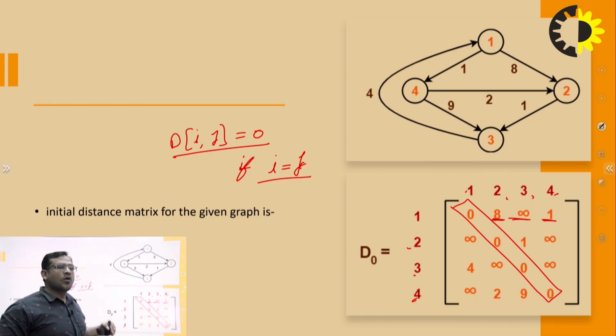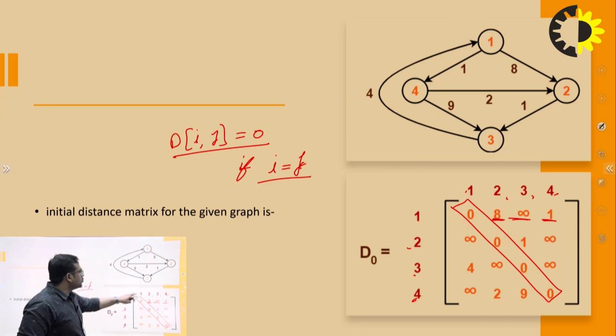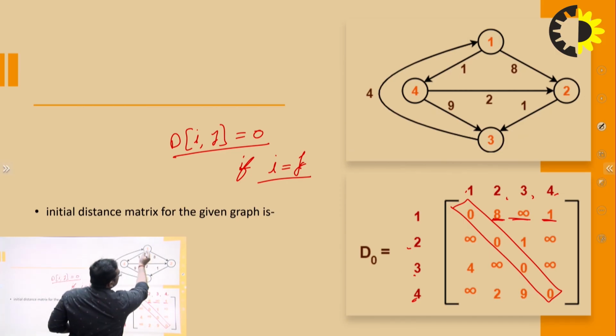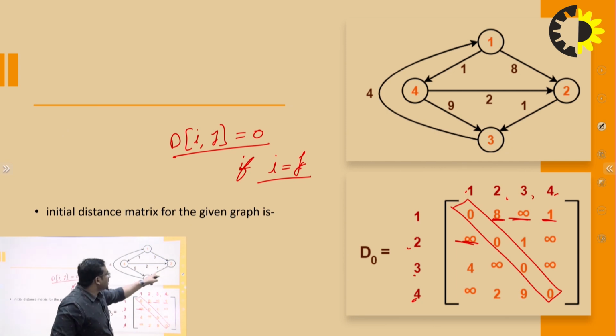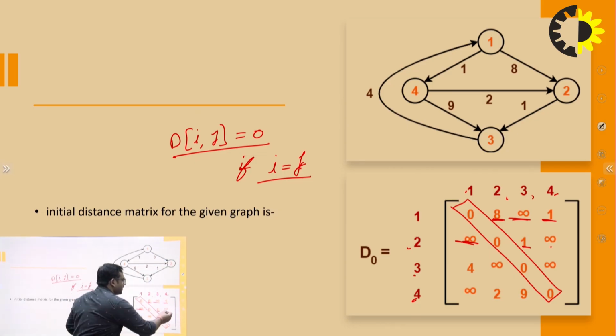Similarly, you can fill all the rows. One more row I can take here, suppose 2. 2 to 1 has no direct connected edge, so what do we write here? Infinity. 2 to 3 is a connected edge, that is 1, so we can write it here. 2 to 4 has no connected edge. This one is basically 4 to 2, not 2 to 4, so we write infinity here.